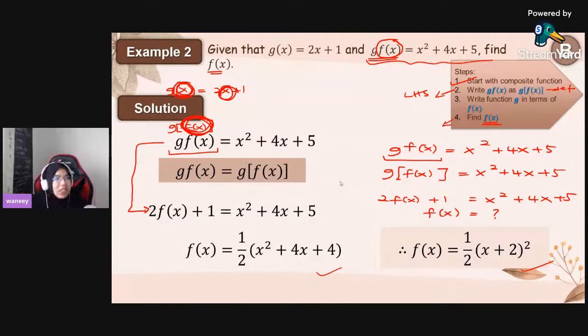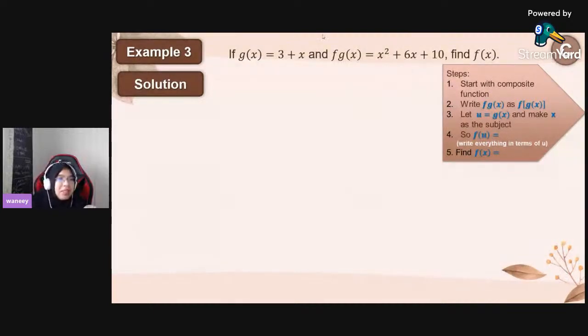Example 3. Okay, so example 3. If gx is 3 plus x and fgx is x squared plus 6x plus 10, find what is fx. Okay, so we have fgx. We want to find what is fx.